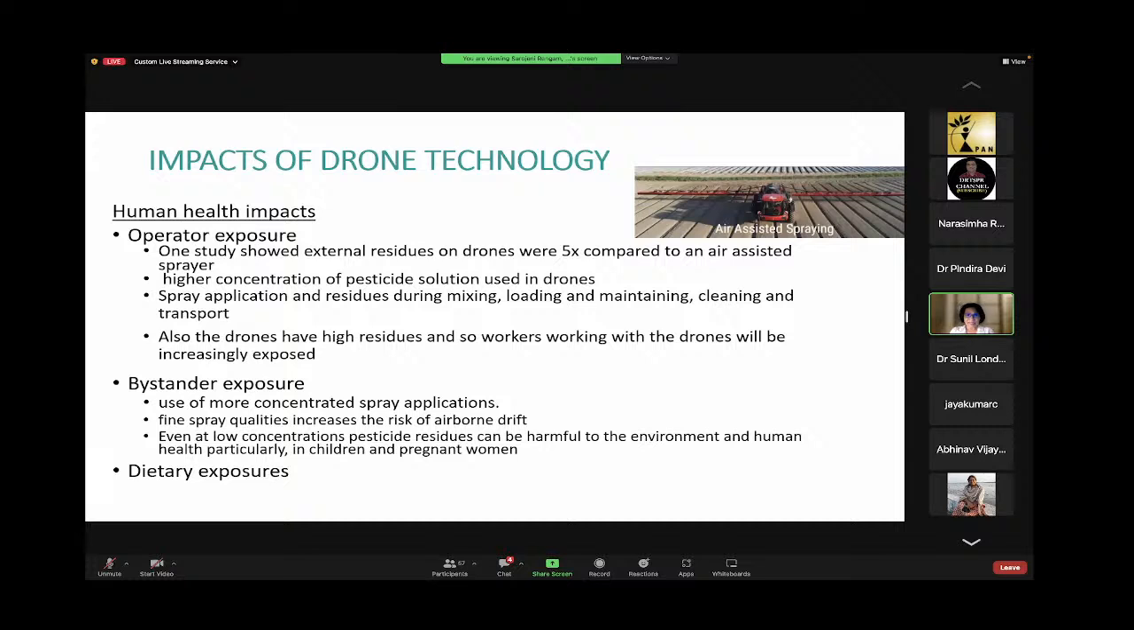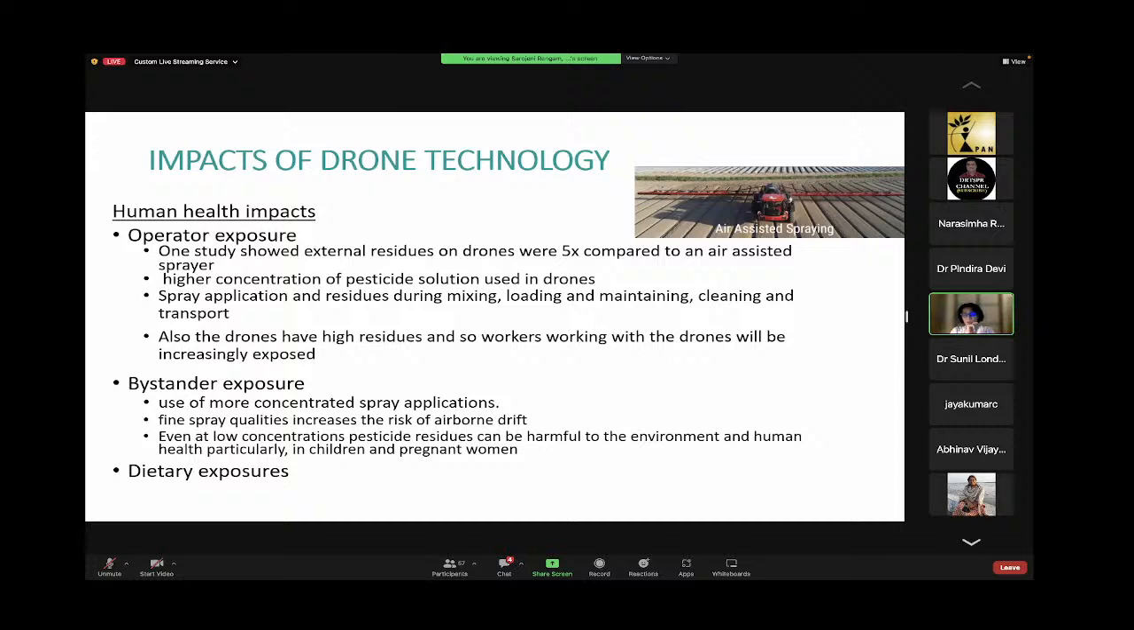Then we have the bystander exposure, and this is also quite a major concern, as again, the use of more concentrated spray applications, and you're talking about huge hectares of application that takes place with the drone technology. And the spray qualities, which are very fine, also increases the risk of airborne drift. And I think the previous panelists talked about this.